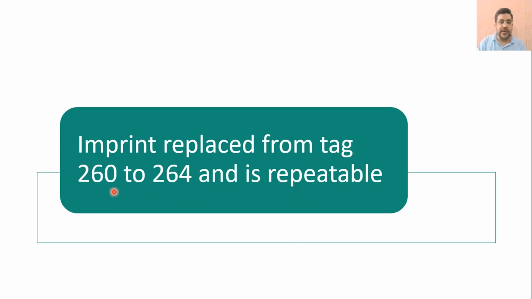So imprint replaced from tag 260 to 264. In MARC we have a tag for imprint, 260. In RDA we have a tag for imprint, it's 264. What does it mean by imprint? It's the place of publication, the date of publication, and the publisher itself.